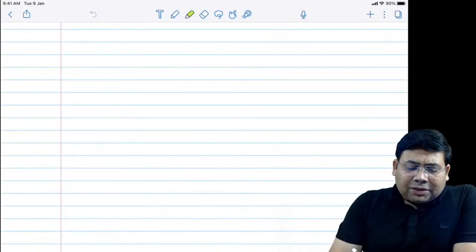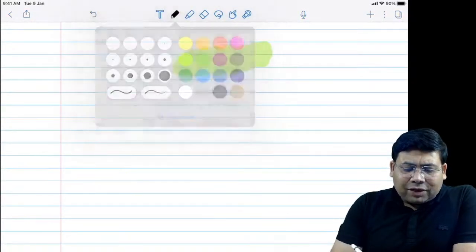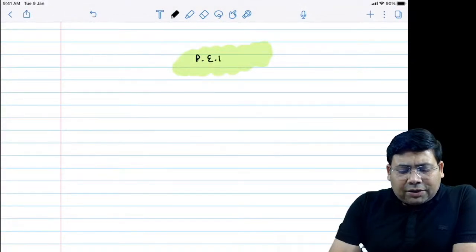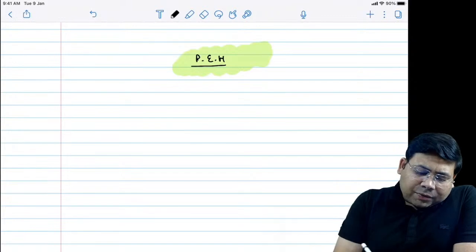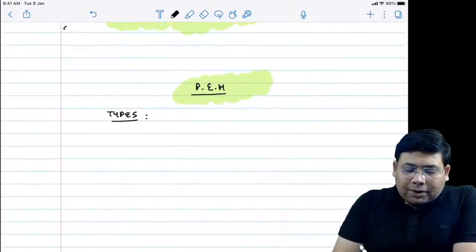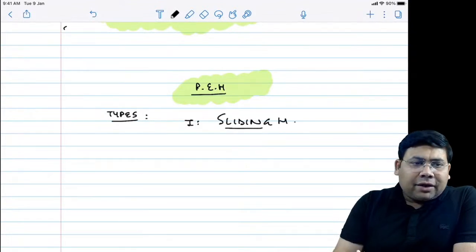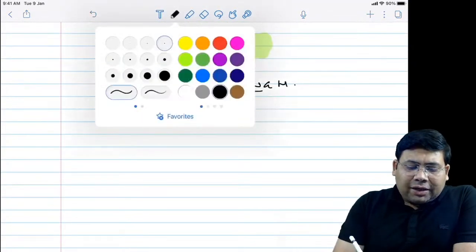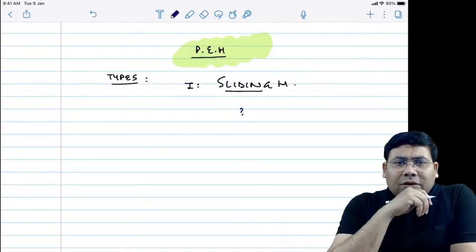Now, the next topic for discussion today is paraesophageal hernia. It's a wonderful topic. PEH. Paraesophageal hernia. What are the types of paraesophageal hernia? There are four types. Type 1 is what is known as sliding hernia. What is sliding hernia all about? Come on. What is sliding hernia?